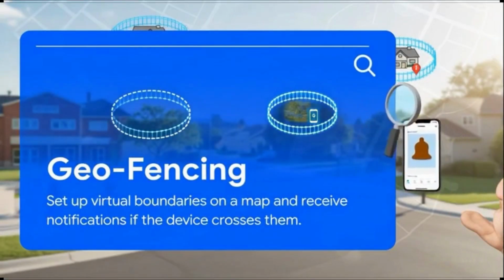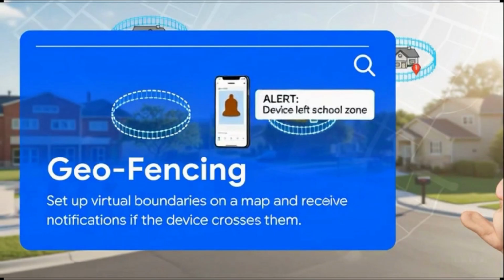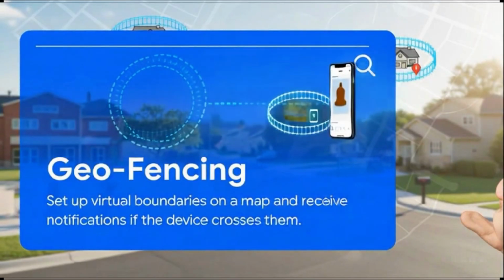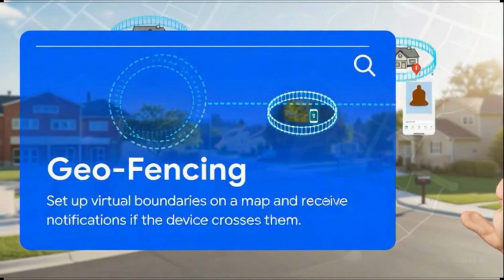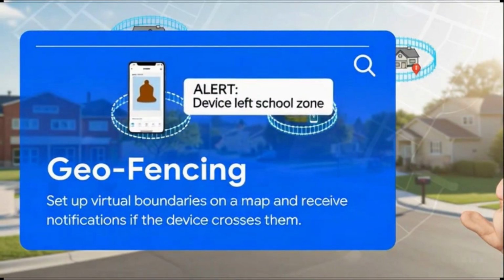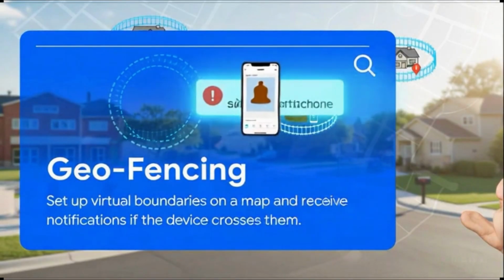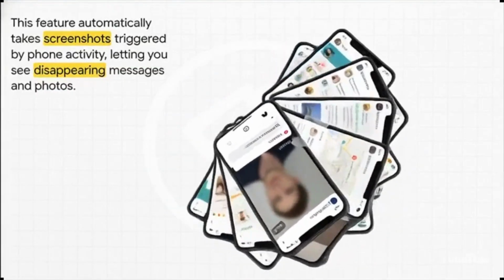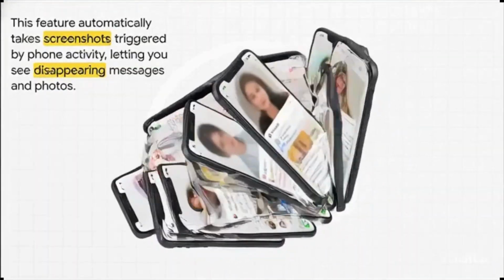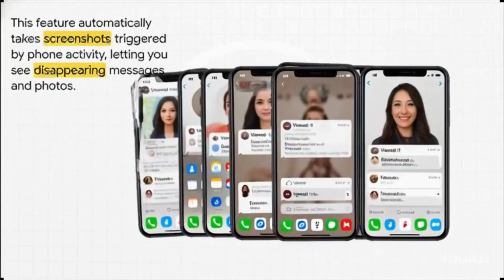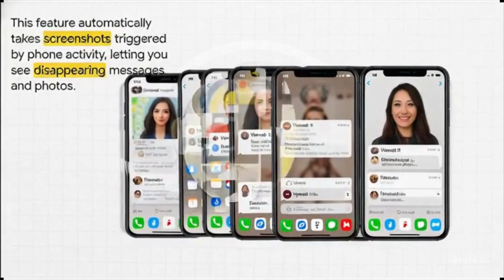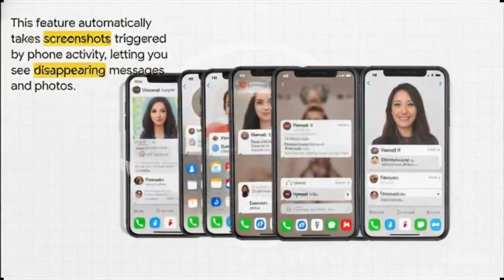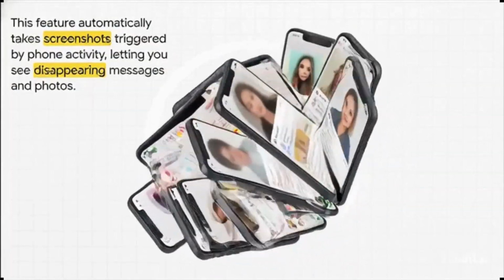Now, for physical safety, there's GPS tracking and something called geofencing. Not only can you see the device's real-time location on a map, but you can also set up virtual safe zones, like around their school or your home. If the phone leaves or enters one of these areas you set, you get an alert. The screen recorder adds another really cool layer of monitoring. It automatically takes screenshots whenever there's activity on the phone. This is absolutely perfect for capturing visual stuff, like those disappearing photos and messages you see on apps like WhatsApp and Instagram.